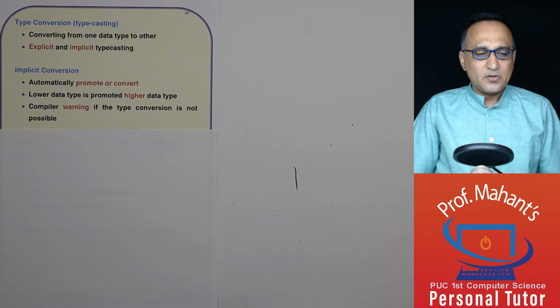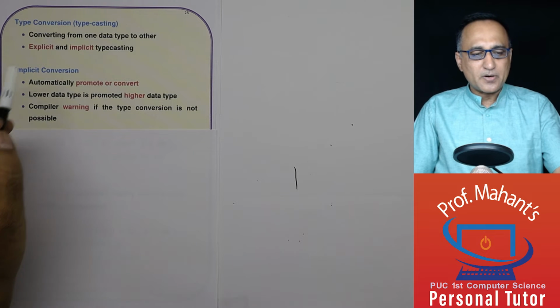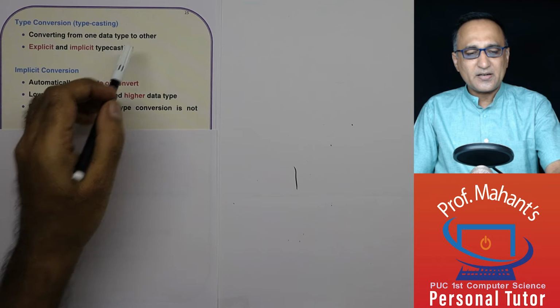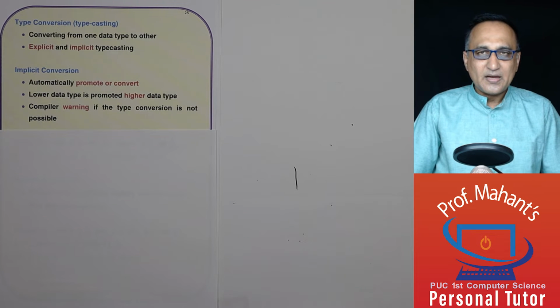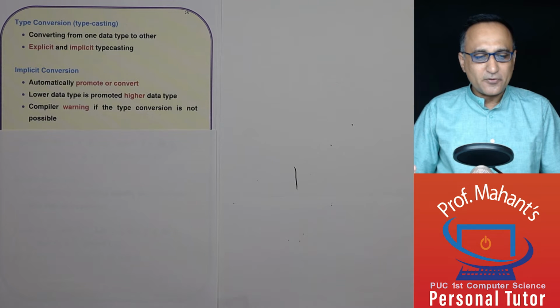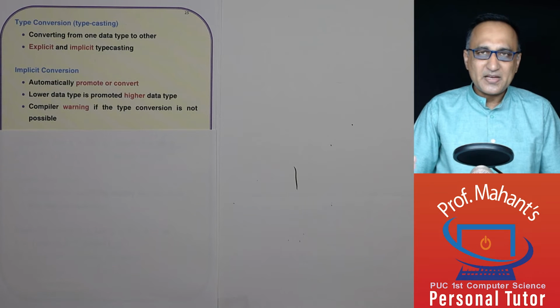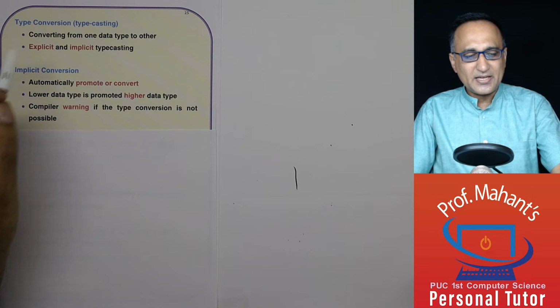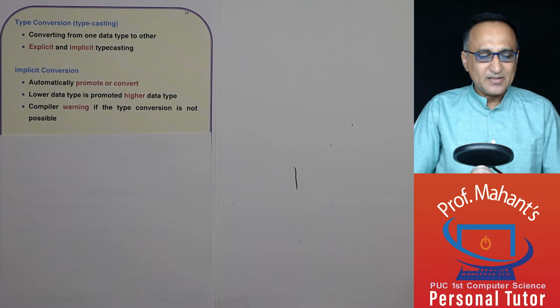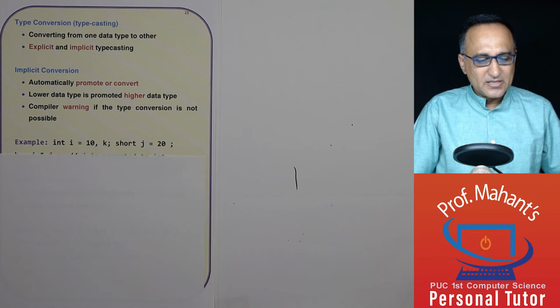Now, the word typecasting or conversion means promoting or converting from one data type to the other. Sometimes the compiler does it for you. That is known as implicit conversion or typecasting. Many other times you do it by force or by specifying the typecast operator. That is called as explicit typecasting. Let us first try to understand what is implicit typecasting through an example.